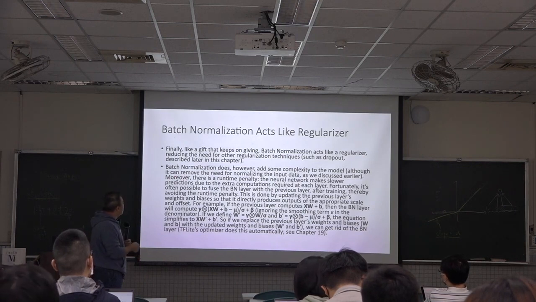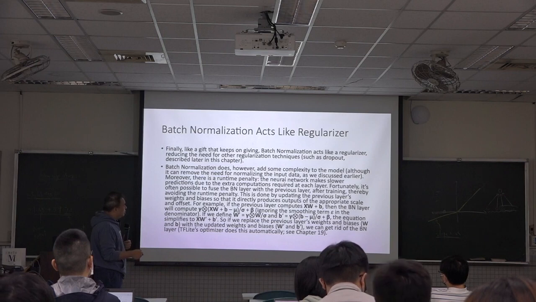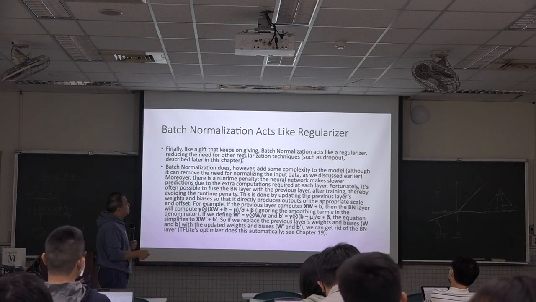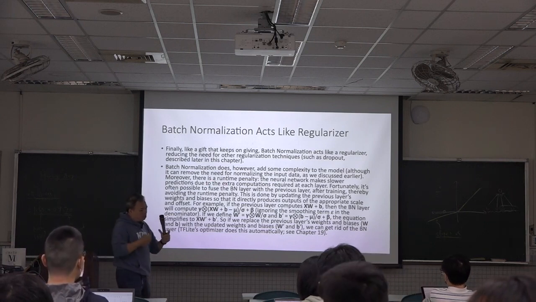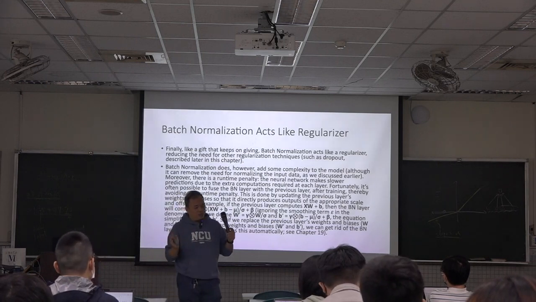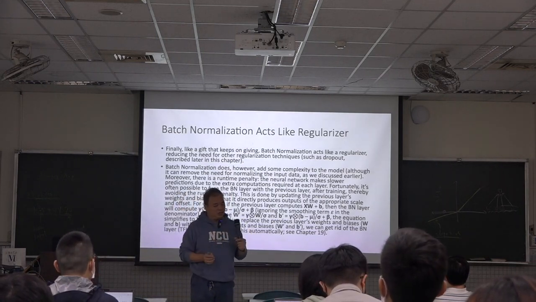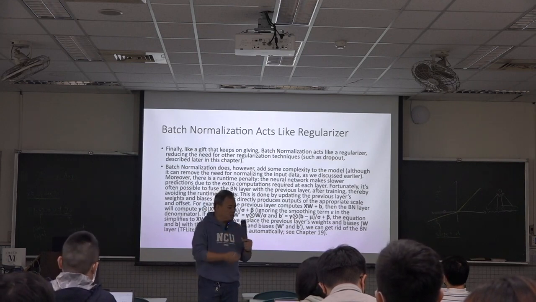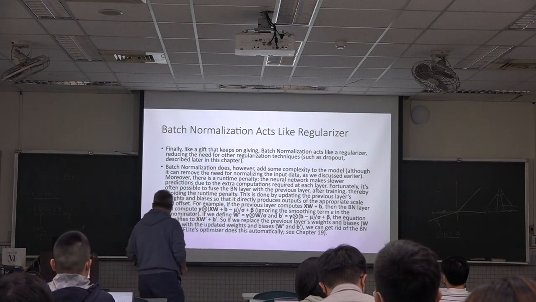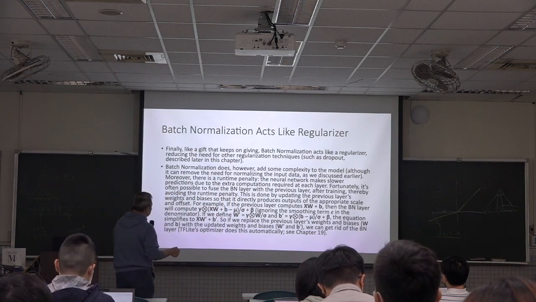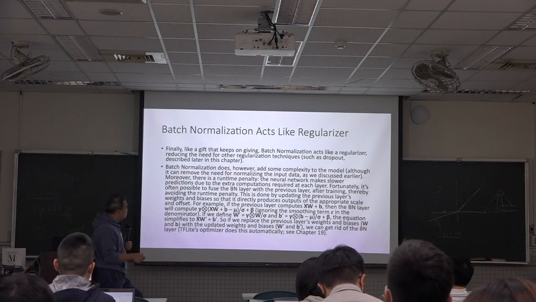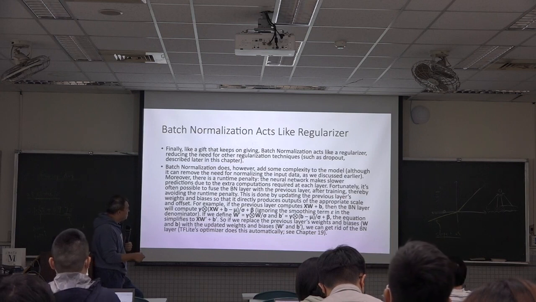There's a runtime penalty. The neural network makes slower predictions due to extra computations required at each layer, because at each layer we need to do the shift and the additional division, and this additional operation takes a little bit of additional time. Fortunately, it's often possible to fuse the BN layer with the previous layer after training, thereby avoiding the runtime penalty. What does that mean?